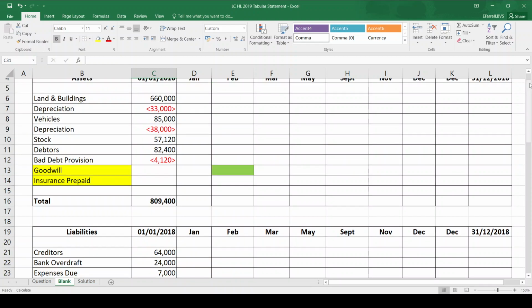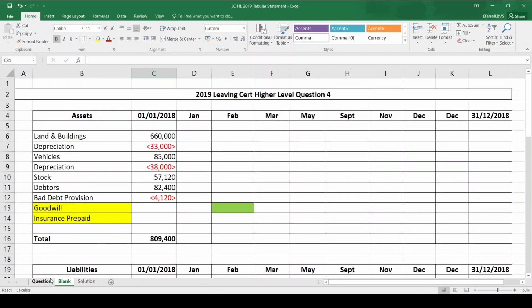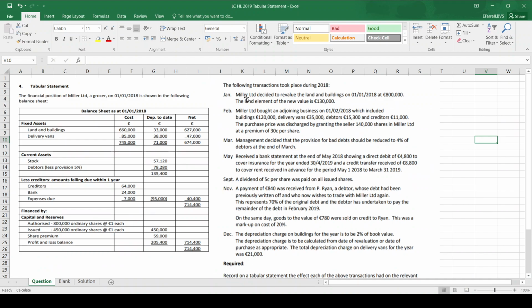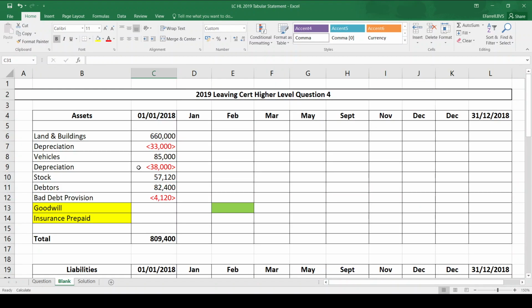Now, the first transaction is in January. So if we go back to the question, it says Miller decided to revalue land and buildings at the start of the year at 800,000. The land element is 130. Now that's only relevant later on when we come to work out the depreciation of buildings. So they revalued to 800,000. So at the moment, land and buildings are 660,000. So to get to 800,000, we just need to add 140,000.